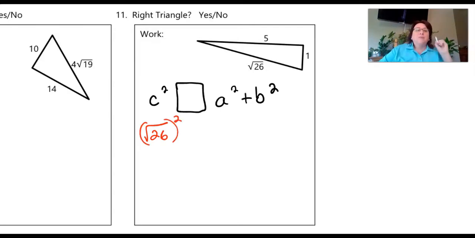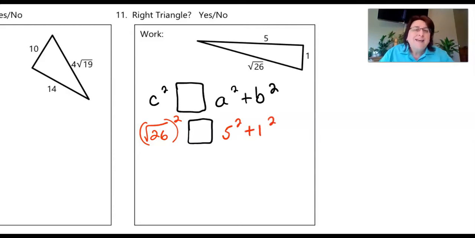So I put in the square root of 26 squared. And remember, I don't know if it's greater than, less than, or equal to. Then I'm going to plug in the a squared and the b squared. Does it matter what order we put it in? No. So I'm going to do 5 squared plus 1 squared, and then we're going to work this out. Guys, this is where the rules of radicals and exponents come into play.